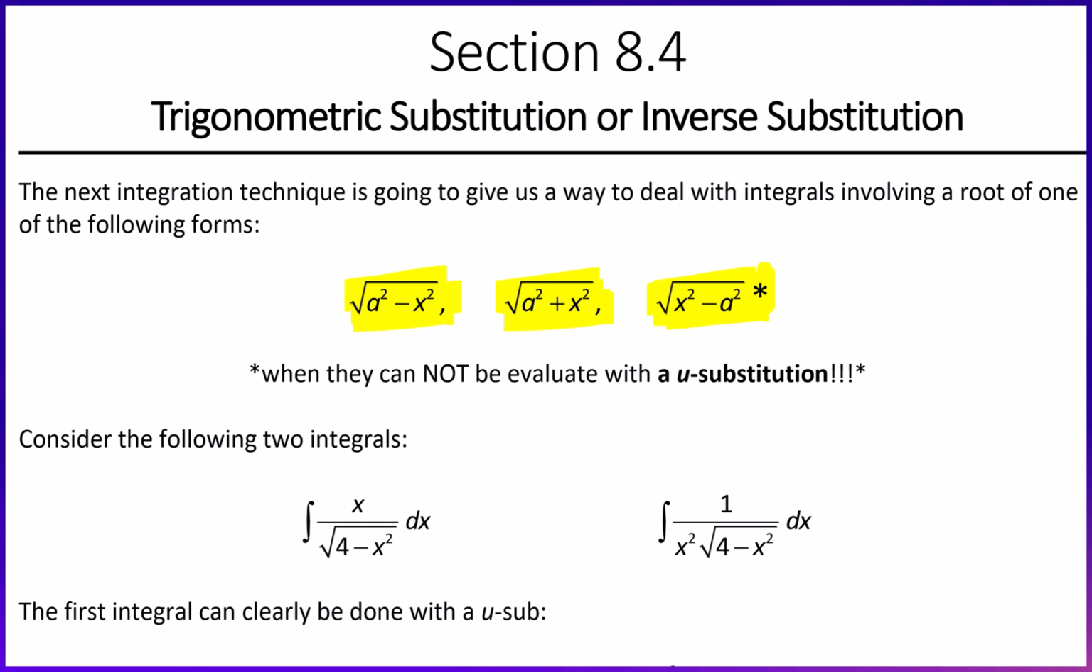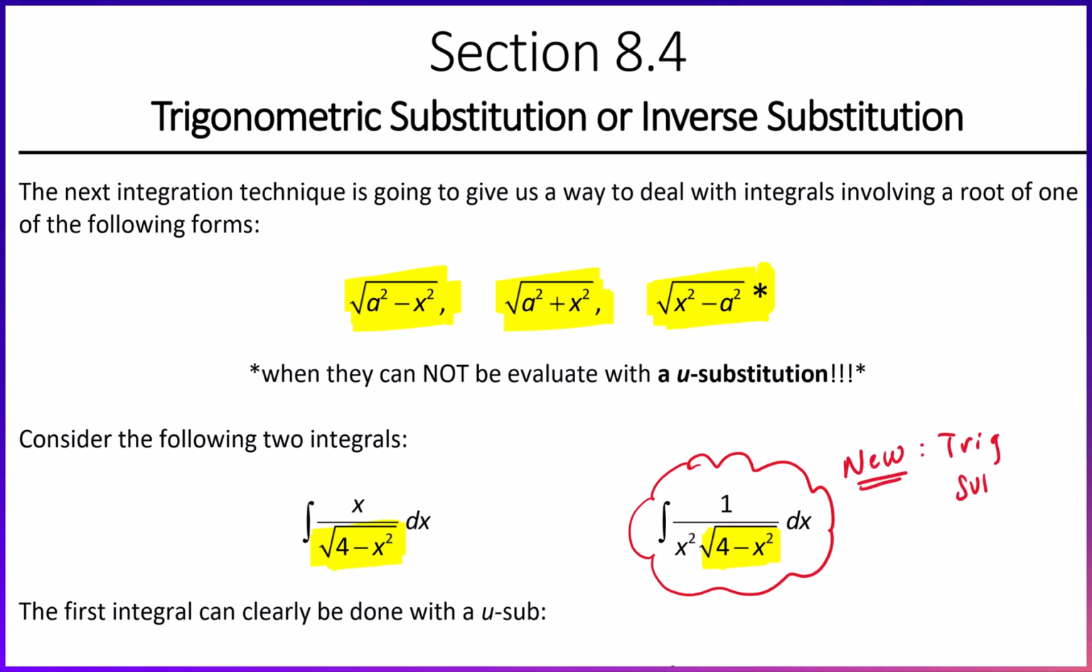So let's take a look at these two integrals that we have right here. They both have the same square root, the square root of 4 minus x squared. But they are done using two different types of strategies because the first one can be done with a u sub, and the second one is one that we're going to have to use the new trig sub strategy, and I'm going to use it to illustrate why we might want a new strategy. So we're going to do these two integrals and talk about them.